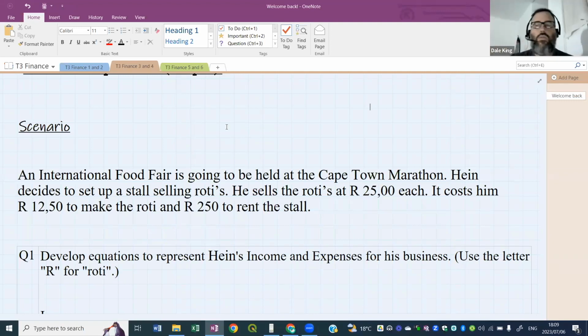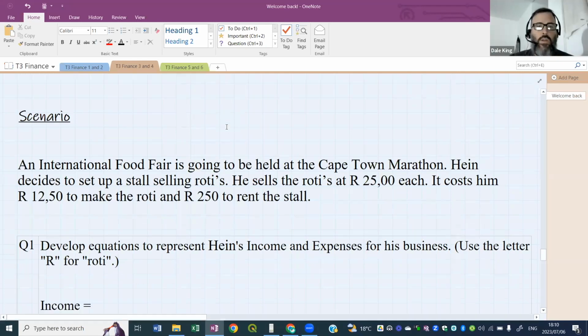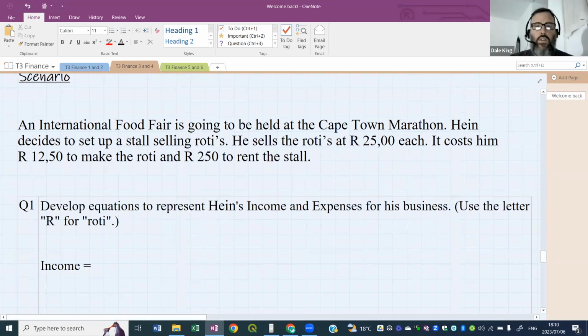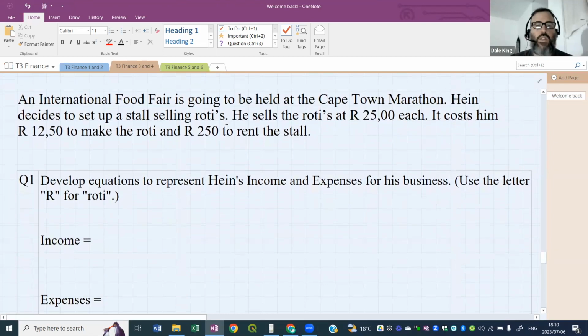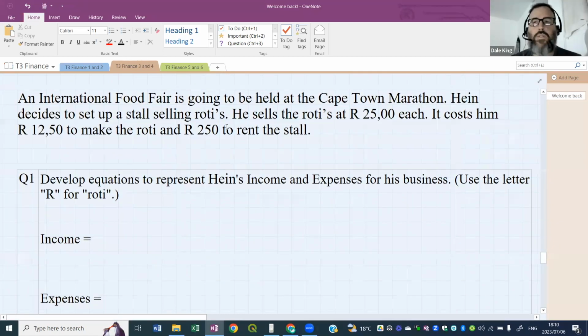So we should move through the first couple of questions very quickly. It's the graph that we really want to have a look at. You guys are going to help me with the first couple of questions, just like Tuesday, and then we're going to talk more about the graph. So question one, remember we did this for the other scenario as well. We need to develop equations for the income and expenses of this business.